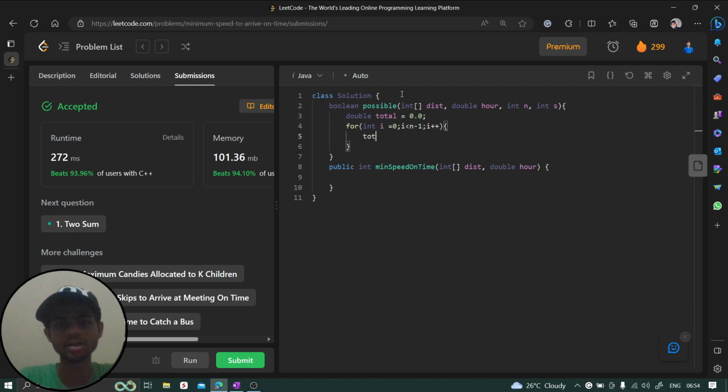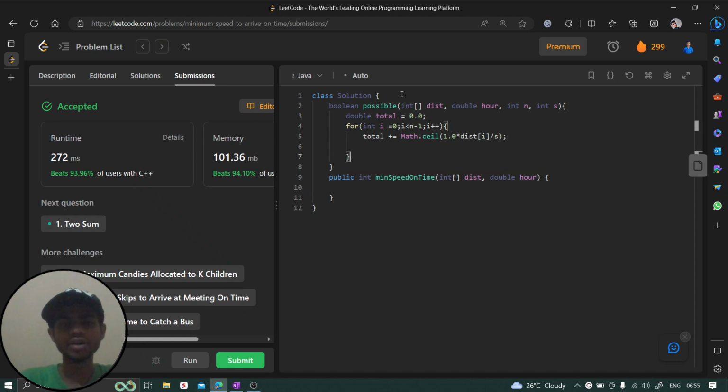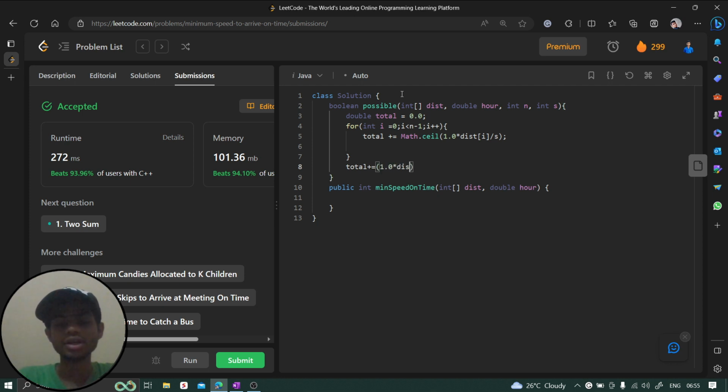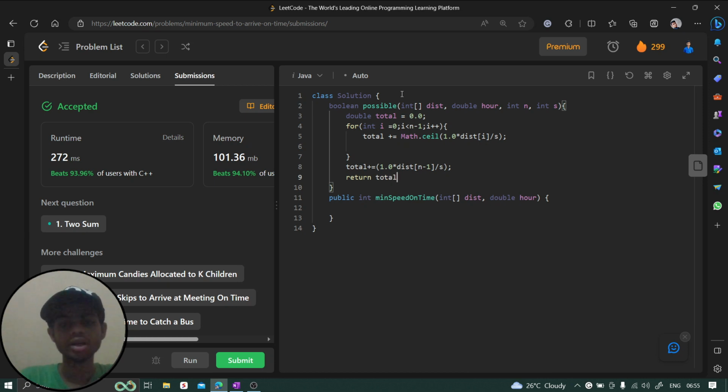Here we are going to say total plus equal to math.ceil, and here we're going to use 1.0 into distance of i divided by s, right? At the end we are going to say total plus equal to math.ceil. No, we don't need to use a ceil here, we can just say 1.0 into distance of n minus 1 divided by s. Fine. At the end we can simply return total should be less than or equal to hour, right? If it is the case, then you have to return true, otherwise false.